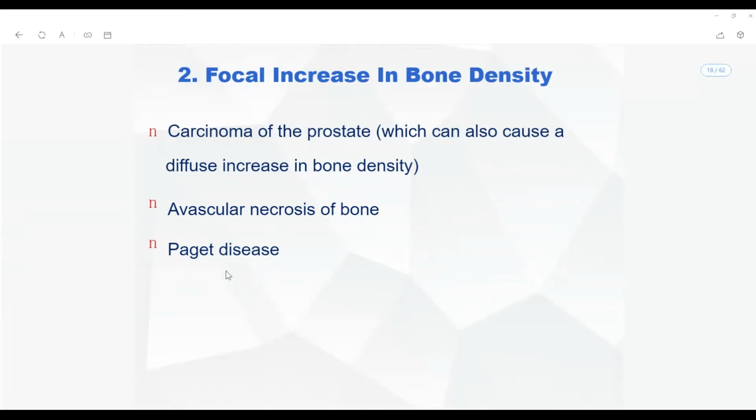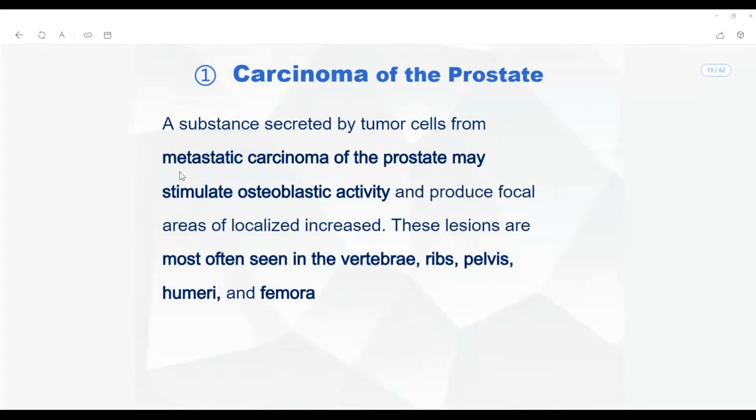We will see when you see the picture, you will try to understand this more here. So what actually happens is that last time I have been telling you the same thing here related to the metastatic carcinoma of the prostate actually will stimulate the osteoblastic activity, right?